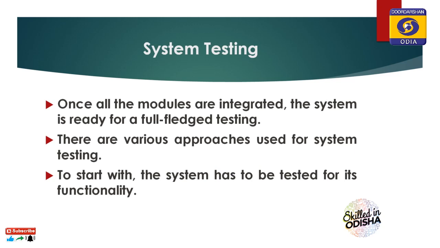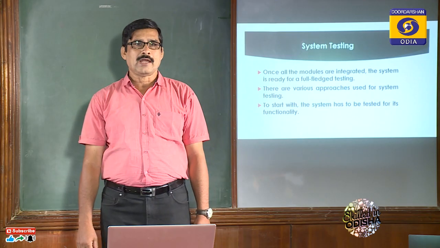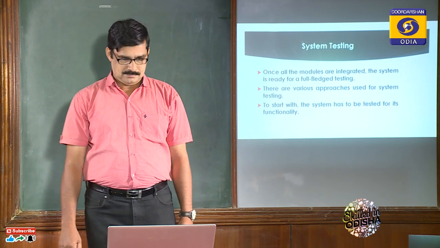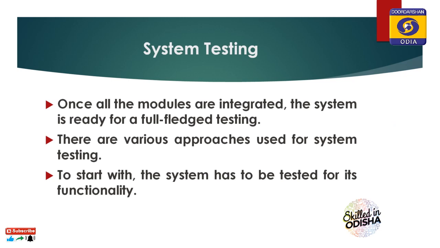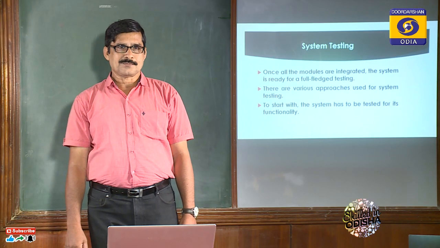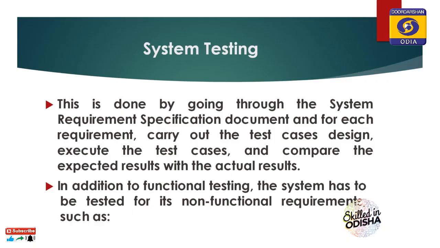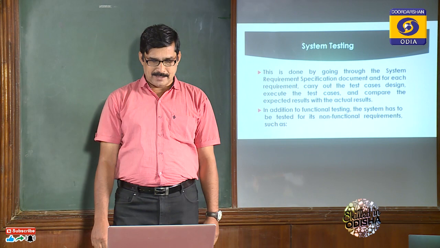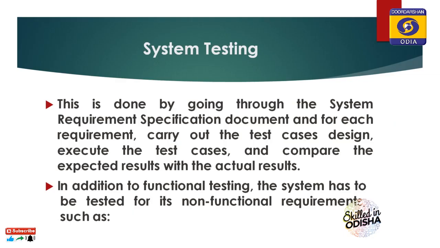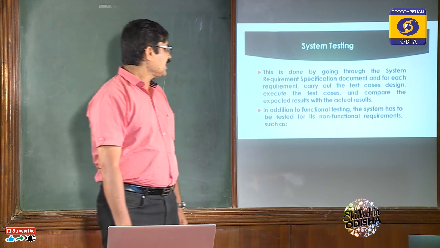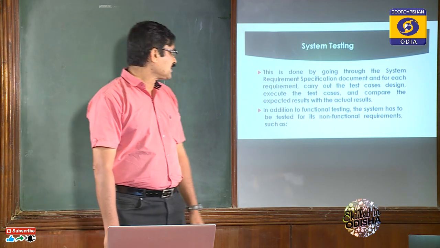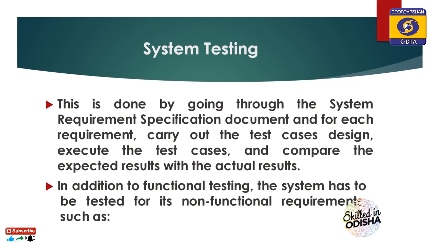Once all the modules are integrated, the system is ready for full-fledged testing. There are various approaches used for system testing. To start with, the system has to be tested for its functionality. This is done by going through the system requirement specification document, and for each requirement, carry out the test case design. Execute the test cases and compare the expected results with the actual results.